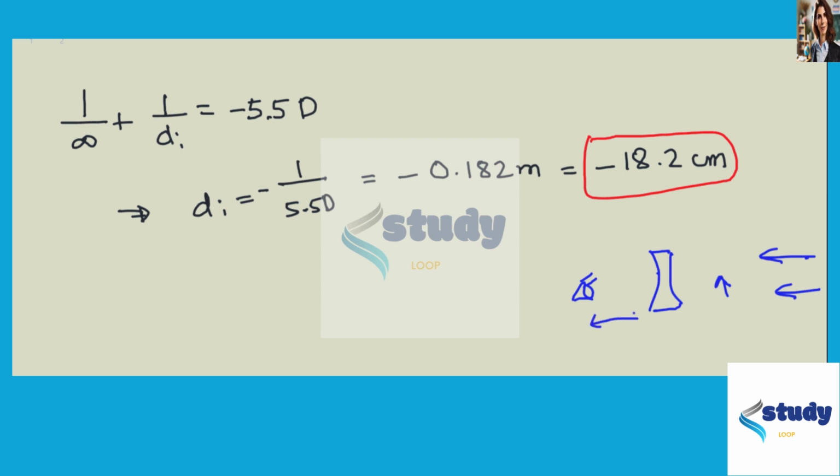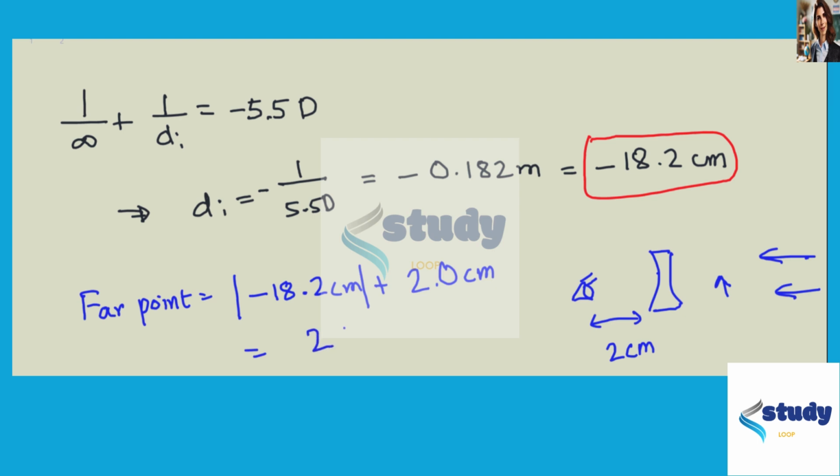But since the distance between the eye and the lens is 2 centimeters, we need to add 2 centimeters to the absolute value of the image distance. So the far point should be the absolute value of the image distance plus 2 centimeters, which gives us 20.2 centimeters from the eye.